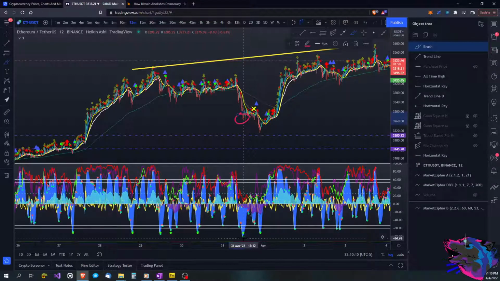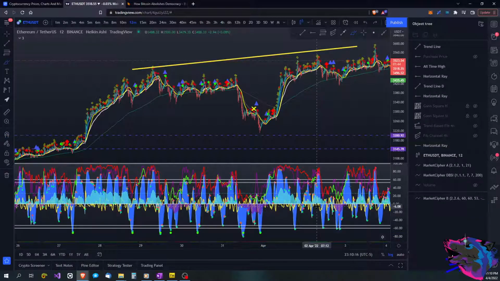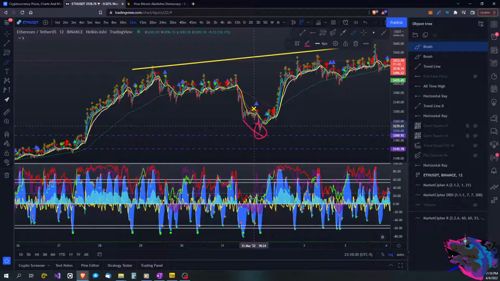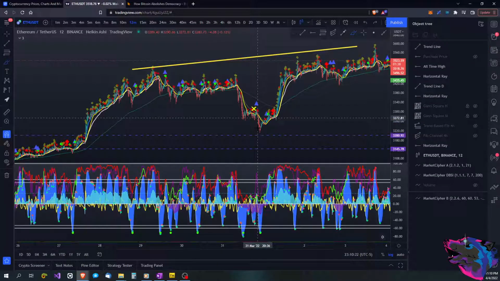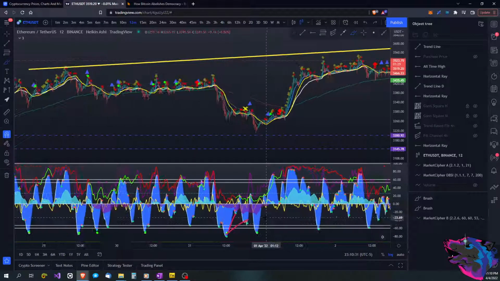Being able to find some of these divergences could help you get the most for your money. And again, it could be tough. You see this, you see that. That one's a little sketchy right there. I wouldn't necessarily want to go off of that.